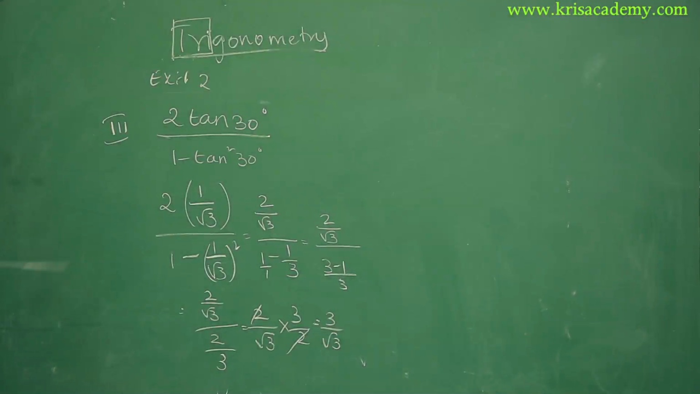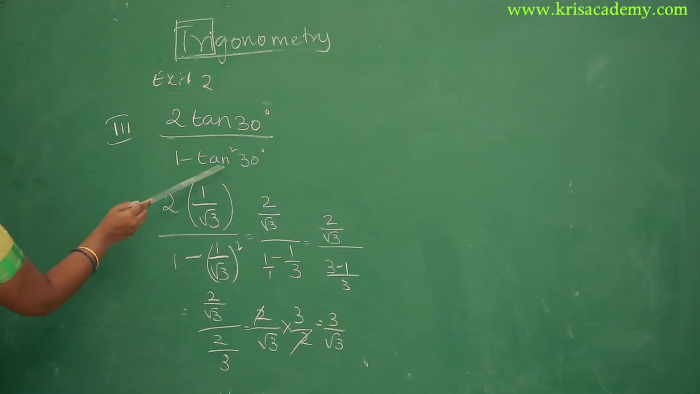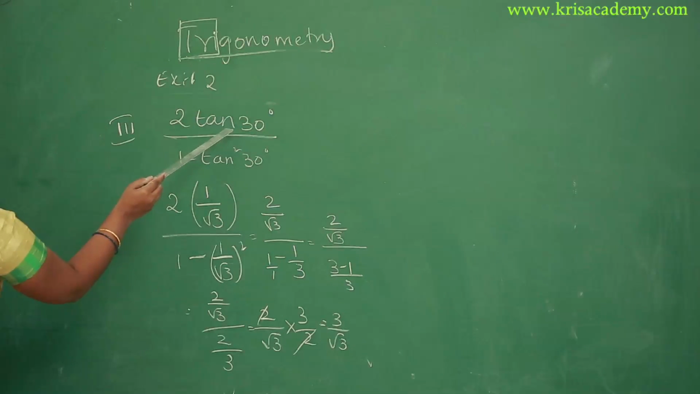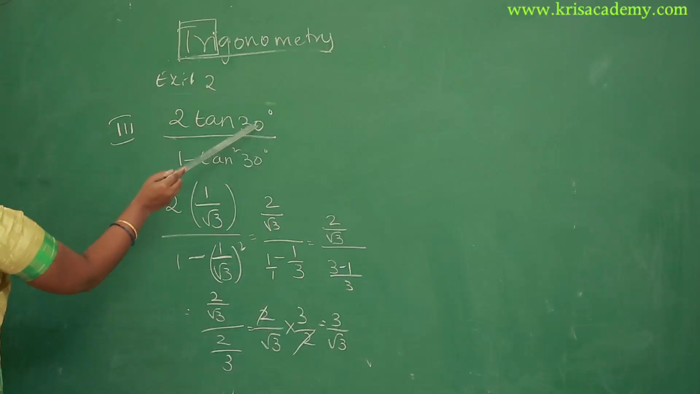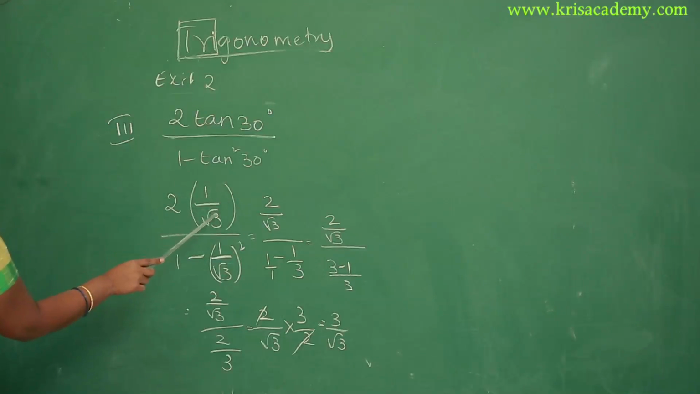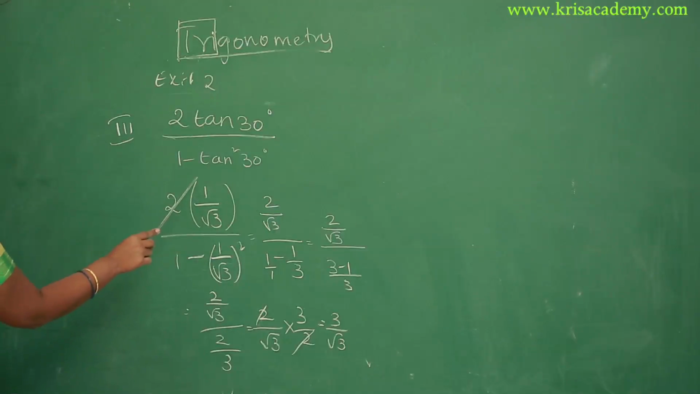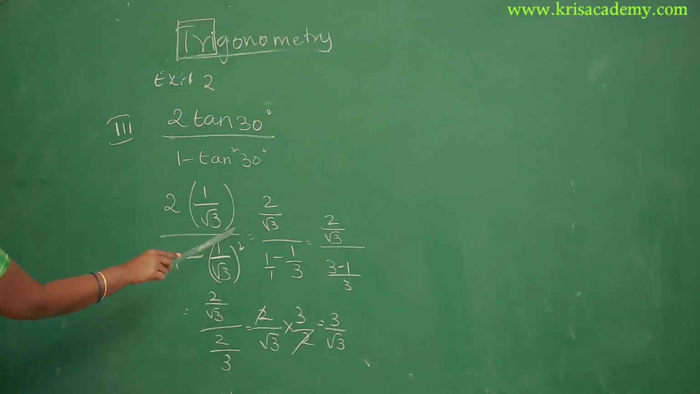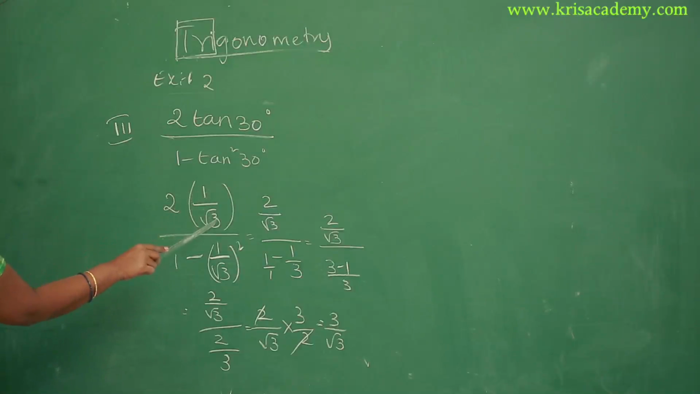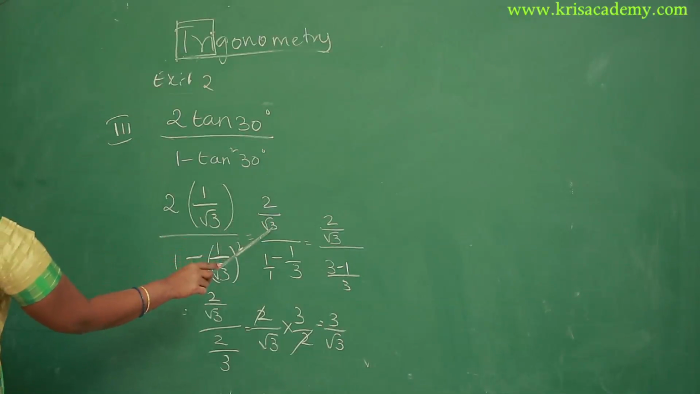So now third problem is 2 tan 30 degrees by 1 minus tan square 30 degrees. So again take the angle value of tan 30 degrees from the angles table. Tan 30 degrees value is 1 by root 3. So 2 tan 30 degrees is nothing but 2 into, here into we will write it in the form of brackets. So 2 into 1 by root 3. 2 ones are 2. So 2 into 1 by root 3 will become 2 by root 3.